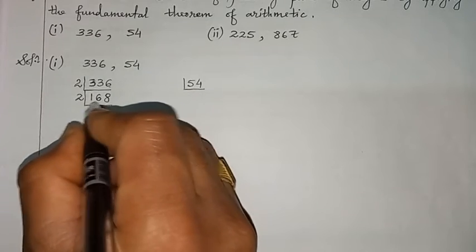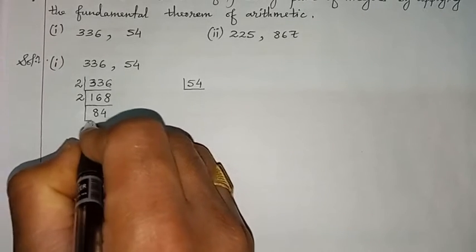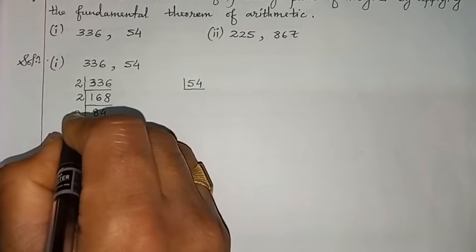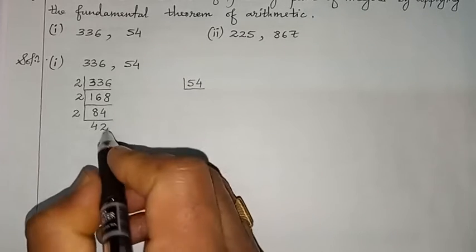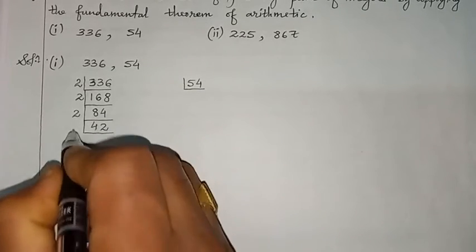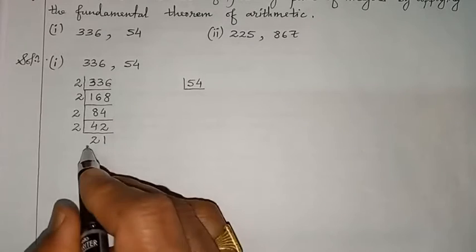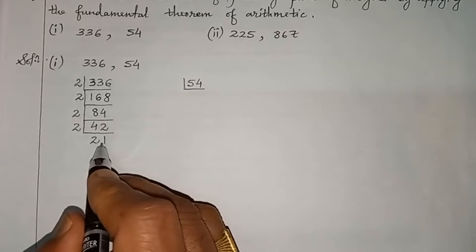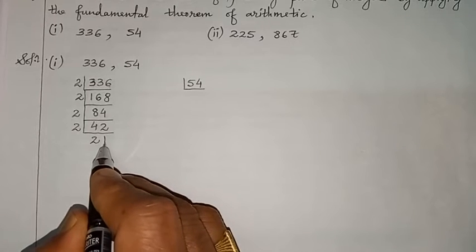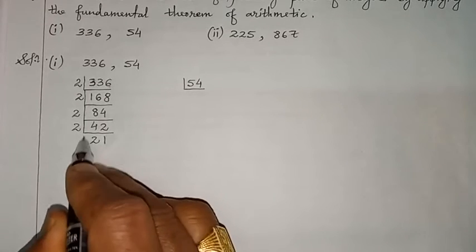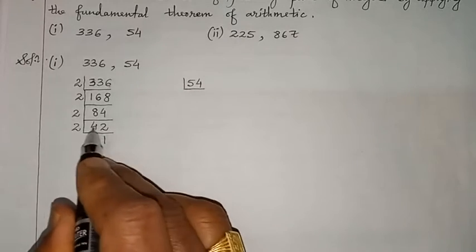2 eights are 16, no carry, 6 minus 6 is 0. Now only 8. 2 fours are 8. 4 is also even, so we divide again by 2. 2 fours are 8 and 2 twos are 4. 2 is again an even number, so we can divide by 2. 2 twos are 4, 2 ones are 2. So we got 21. But you all know that when the unit digit of any number is 1, 3, 5, 7, 9, it is an odd number. 21 is an odd number. An odd number we cannot divide by 2.